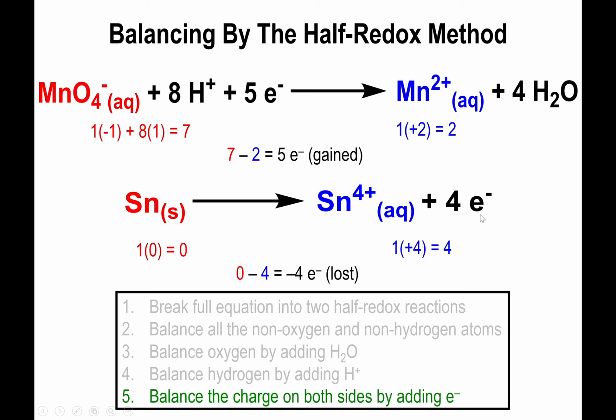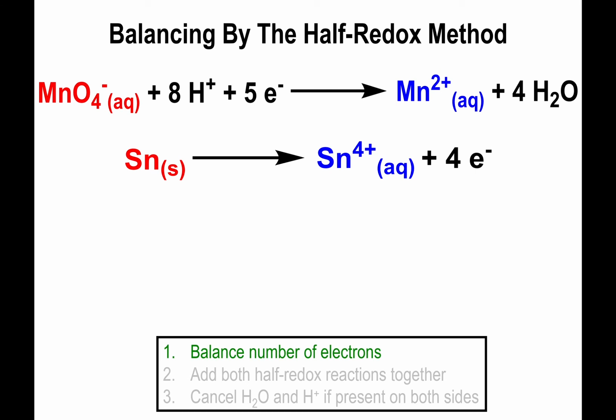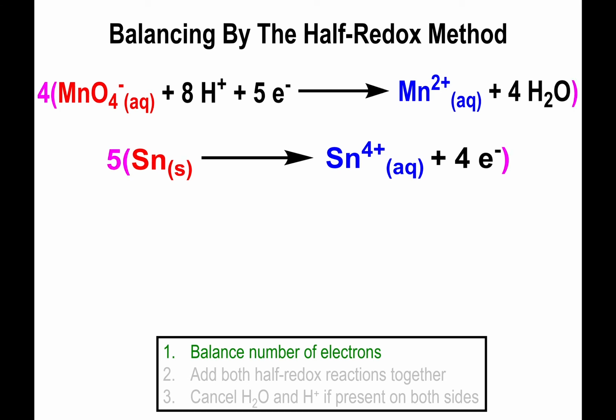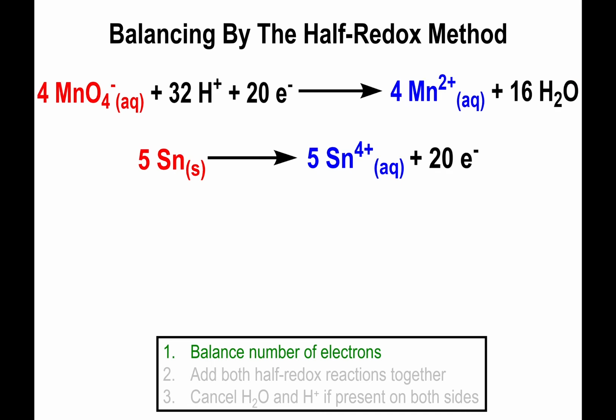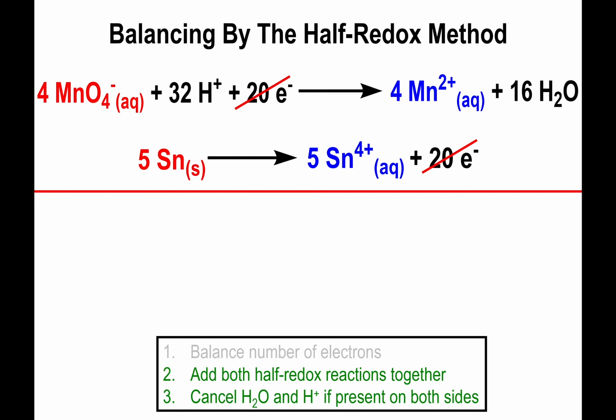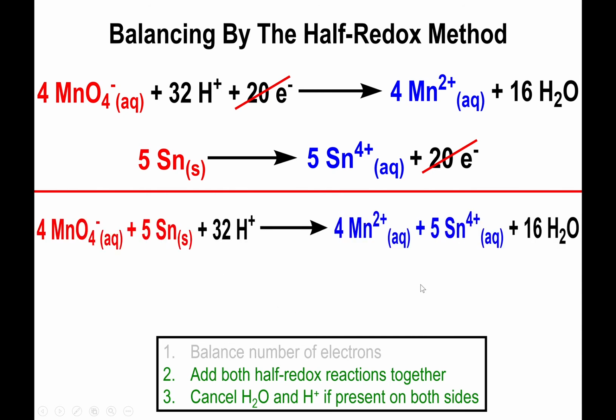And now what we do is we balance the electrons by multiplying the entire equations by the corresponding values. 4 for the top equation, 5 for the bottom equation. So now you have 4 permanganates, 32 protons, 20 electrons, 4 manganese 2 pluses, and 16 waters. And on the bottom you have 5 tins, 5 tin 4 pluses, and 20 electrons. Last thing to be done is you add the two equations together, which means that your 20 electrons will cancel out. And you only have protons on the left side of the first equation. There's no protons anywhere else. And you only have waters on the product side of the first equation. There's no waters anywhere else. So everything else comes down. And pretty much if you refer to what we did before for the direct method, we got the same results using the half redox method. So this is a preference on your part as to which method you decide to use to balance the equation.